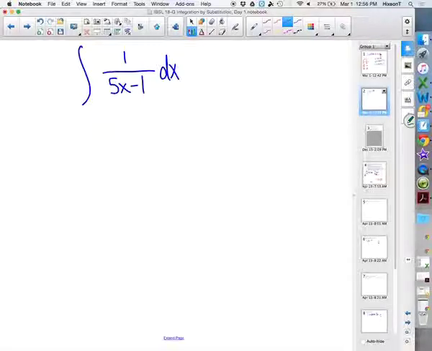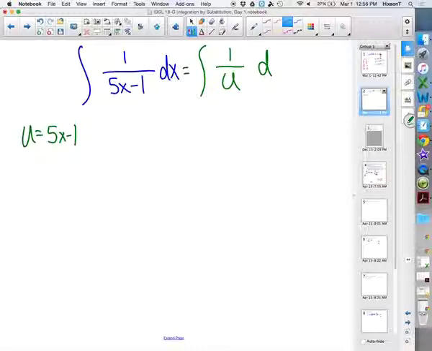I can let u equal 5x minus 1, right? Okay. So then I would have the integral of 1 over u, but it's still with respect to x. So now I need to figure out what du would equal. Alright? So du dx, the derivative of 5x minus 1 with respect to x, is 5. So just 5. And then now I'm multiplying by the dx. 5dx. Okay?